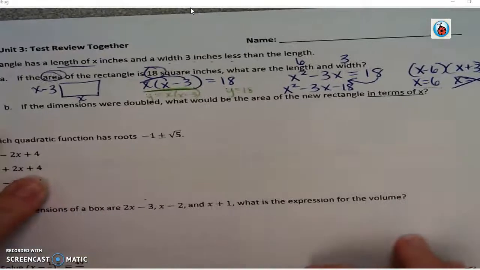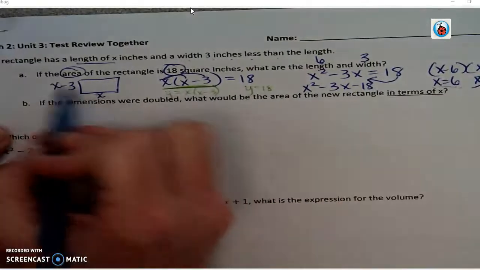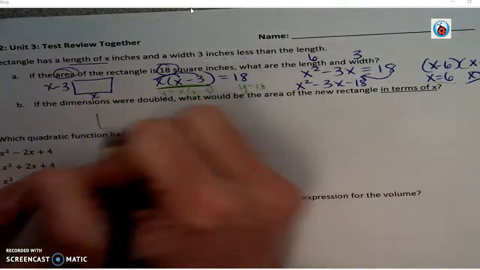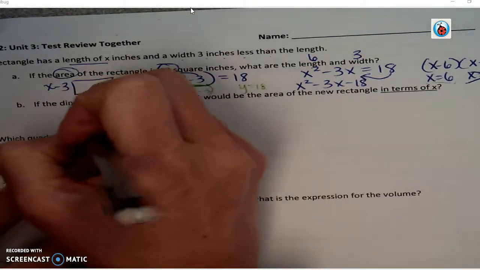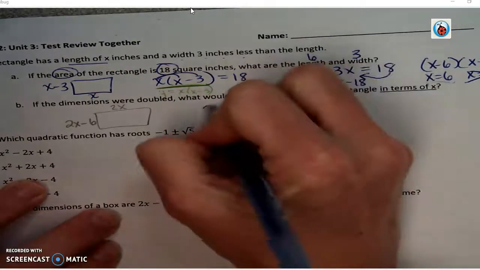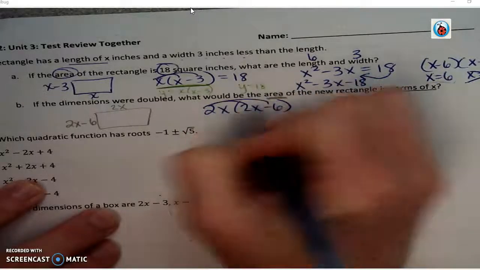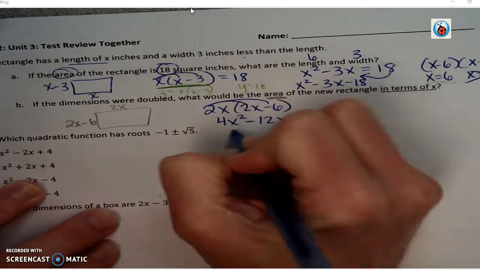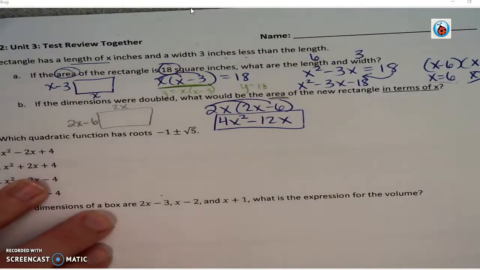If the dimensions were doubled, what would be the area of the new rectangle in terms of x? So here are your dimensions. If you double those, this becomes 2x, and this becomes 2x minus 6 if you double it. And again, they want the area, so you're going to multiply 2x times 2x minus 6 and distribute. That gives you 4x squared minus 12x. So that would be the area of the rectangle in terms of x.